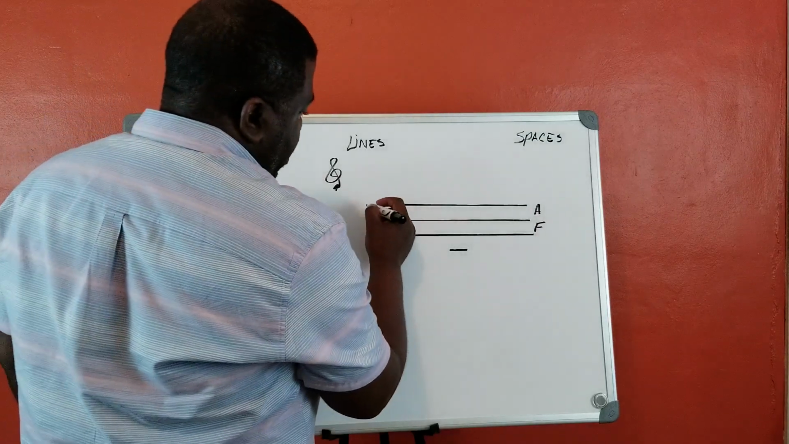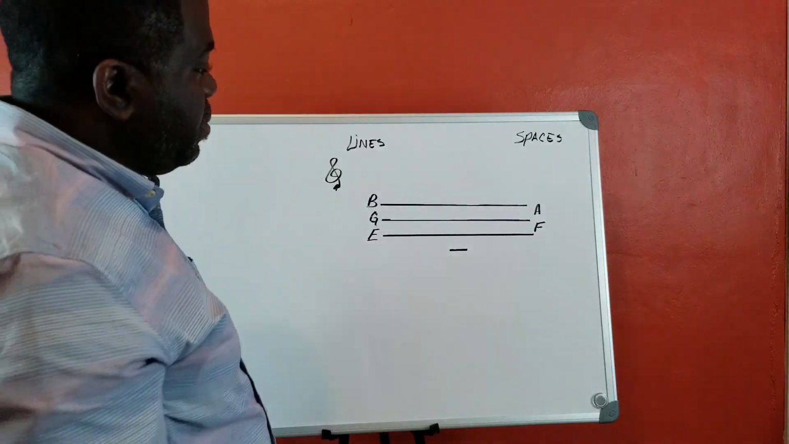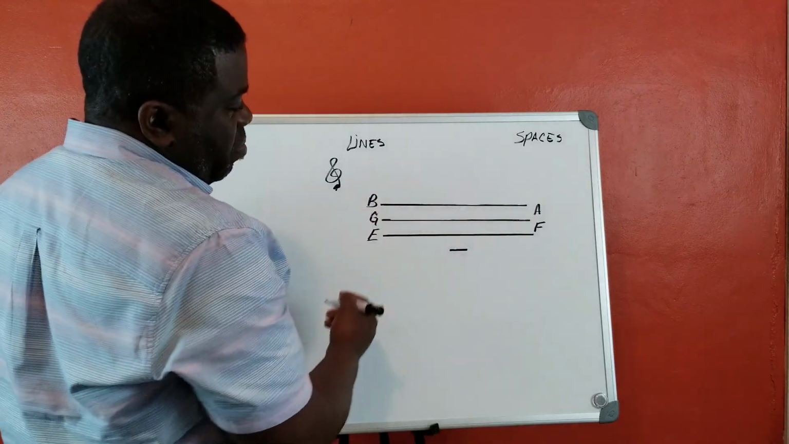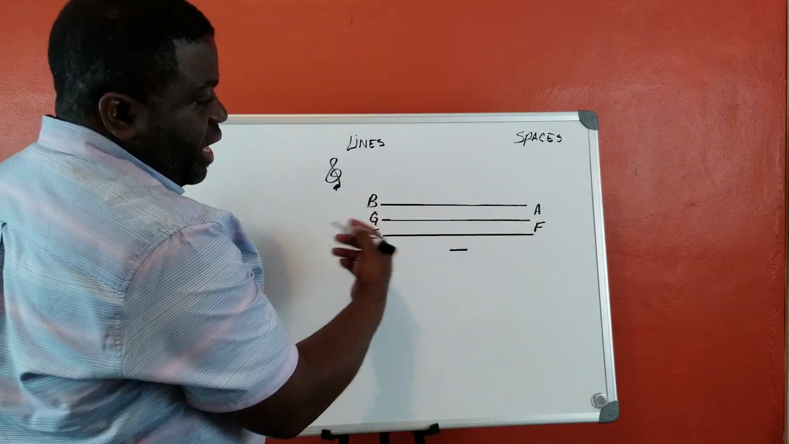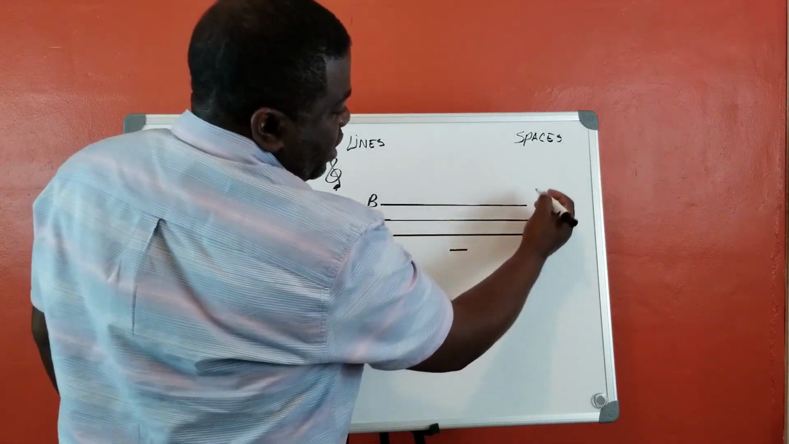After A comes B, and we know what comes after B on this side, which is the spaces, is a C.